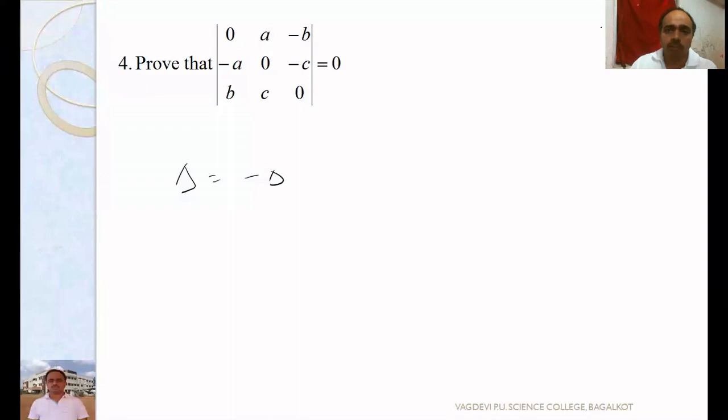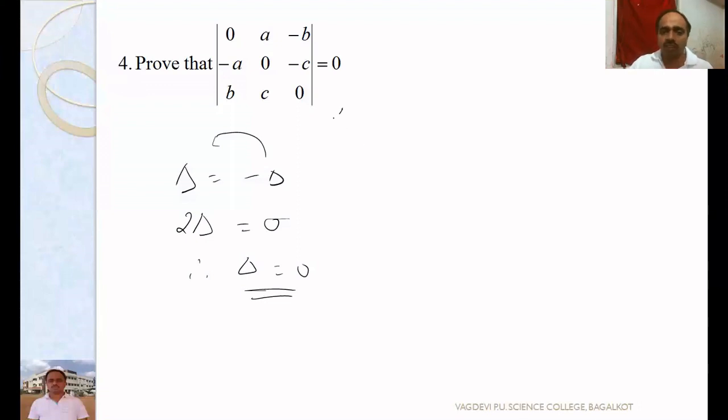Yes, by taking -1 common from the first row, second row, and third row, we have got delta is equal to minus delta. So delta is equal to minus delta. If you bring minus delta onto this side, delta plus delta, 2 delta is equal to 0 I get. So if 2 delta is equal to 0, delta is equal to 0 by 2, that is 0. So we have to prove that the given determinant is equal to 0.